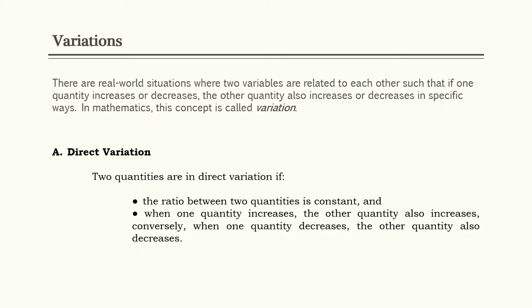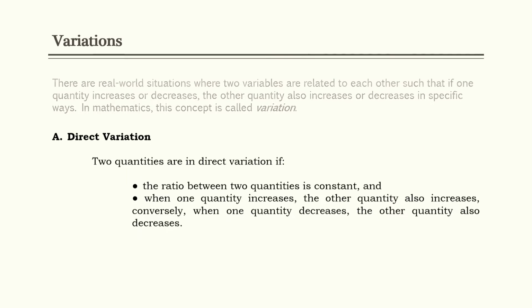Pag yung isang quantity tumaas, yung isang quantity na apektado, tataas din. When one quantity decreases, the other quantity also decreases. So, the same thing. Pag tumaas siya, tumaas yung isa. Pag bababa naman yung isa, bababa din yung isa. So, this is direct variation, or directly affected yung isang bagay.